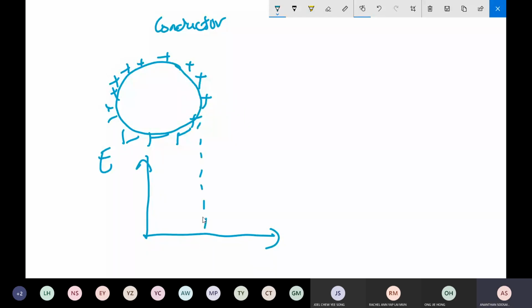From this surface here, let's say this is a positive charge. So the field line, of course, E equals to what? KQ over R squared. So the graph is going to be like this, going down.